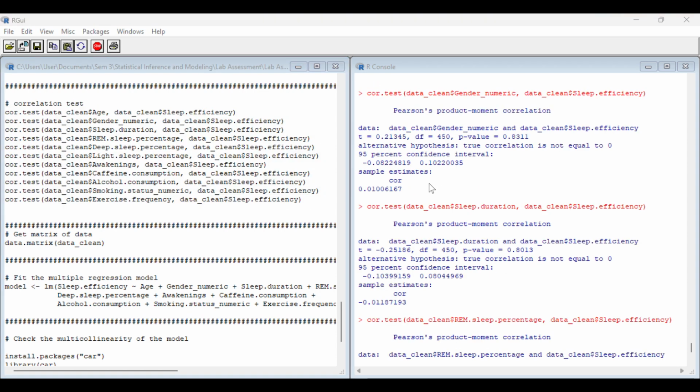As we can see, the correlation between gender and sleep efficiency reveals a coefficient of 0.01 with a p-value of 0.83. Since the p-value is greater than 0.05, the null hypothesis is not rejected, indicating no significant correlation. This means that gender does not meaningfully influence sleep efficiency in this dataset.